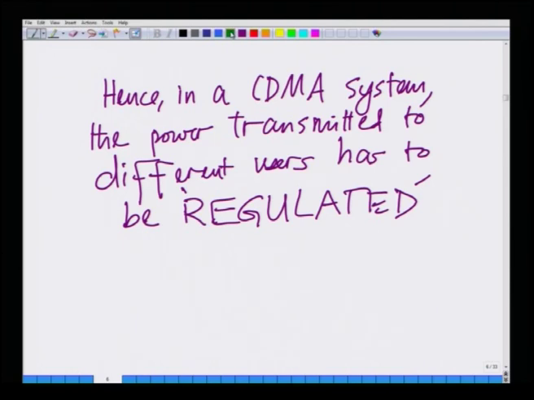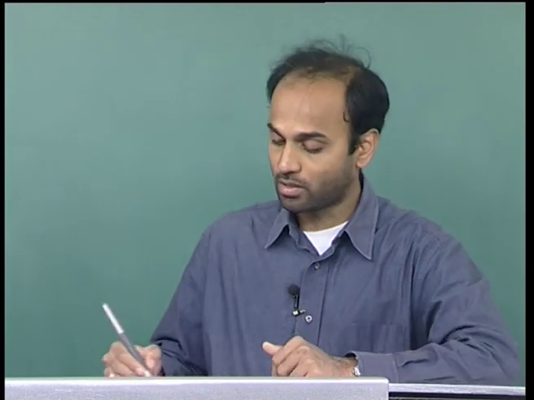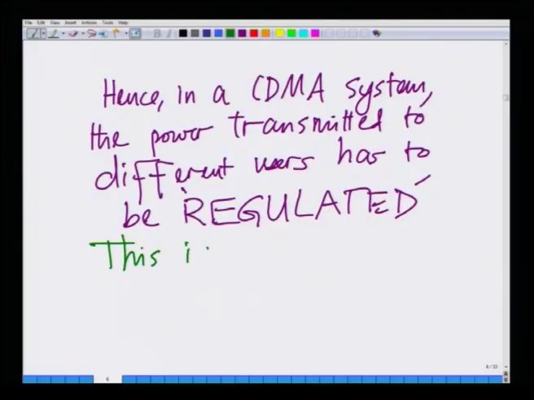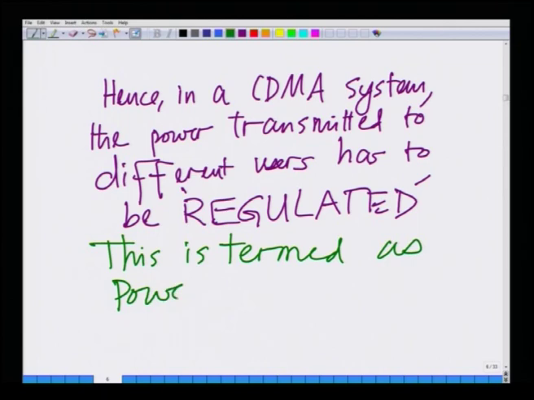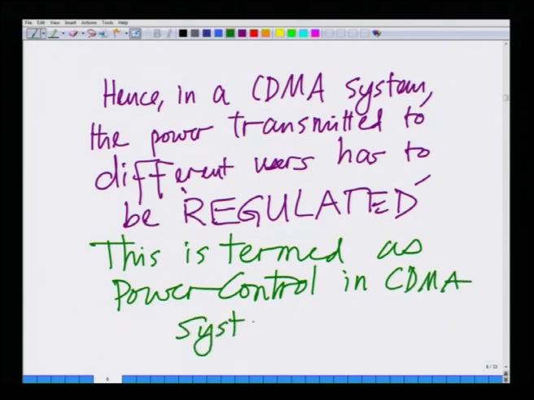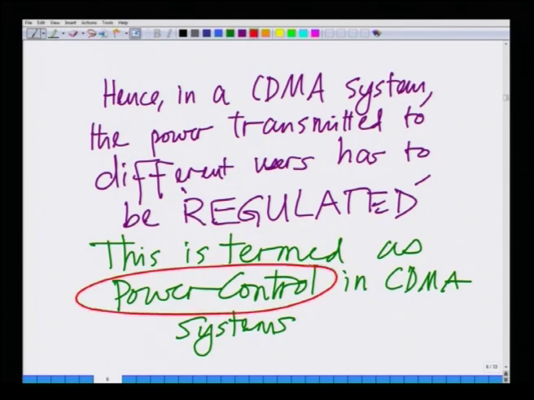This process of regulation of the power, this process of transmitting more power to the farthest users and less power to the users who are closer to the base station, is termed as power control in CDMA systems. Hence, power control is a key part in 2G CDMA systems, that is IS-95 based CDMA systems, and 3G CDMA systems, the release 99 sort of systems.